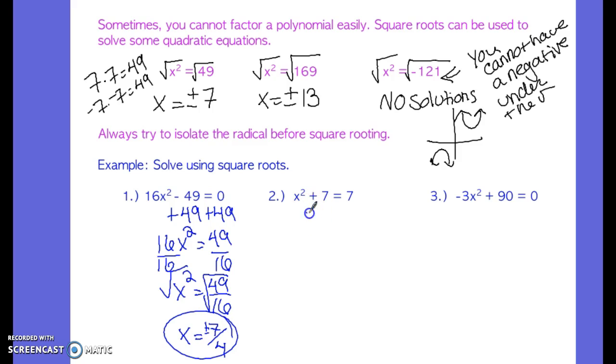Let's go ahead and do number 2. Subtract 7, subtract 7. X squared equals 0. When you take the square root, your only answer is x equals 0.